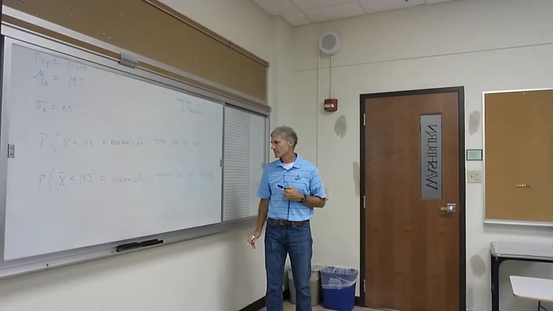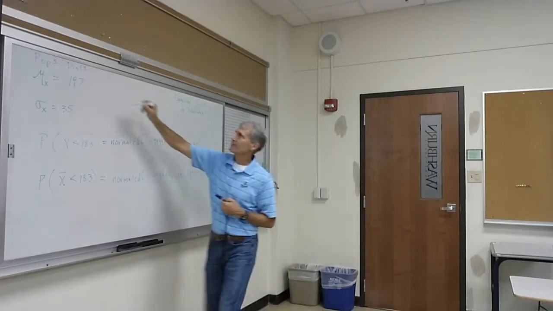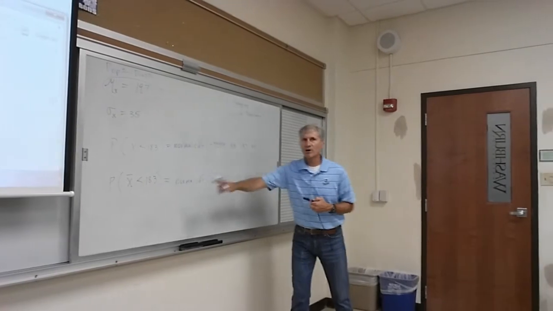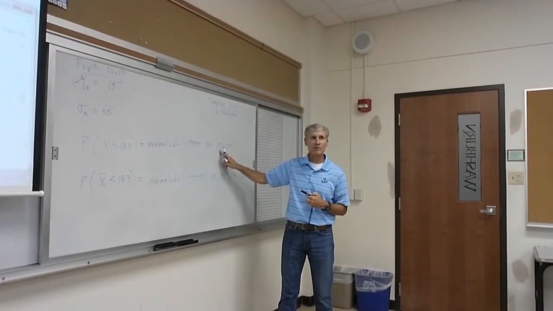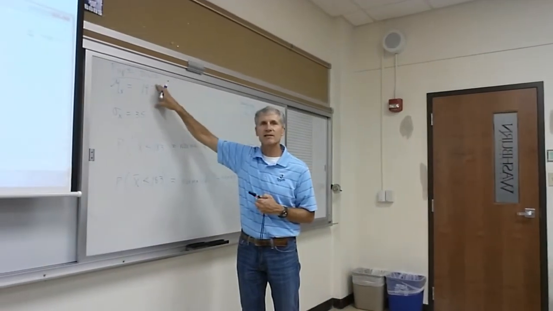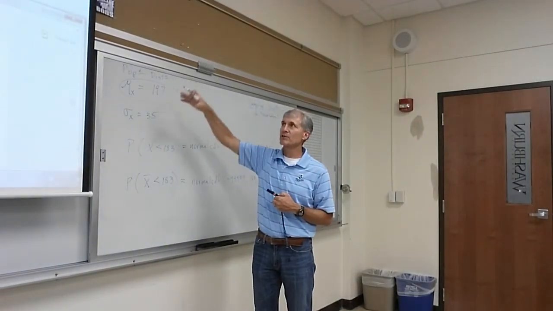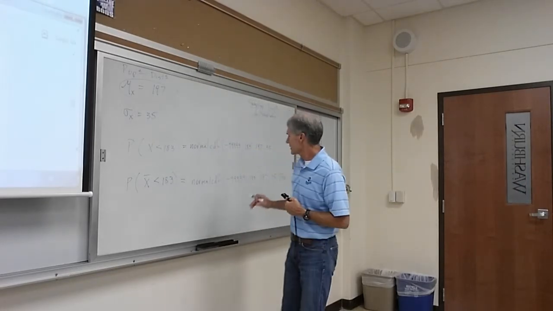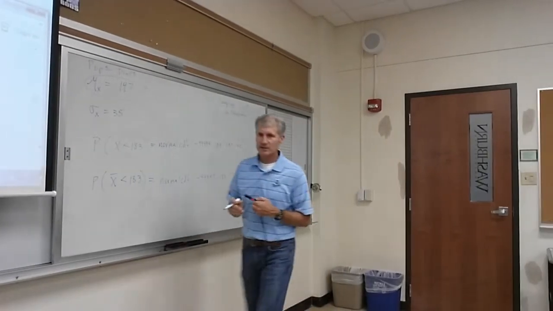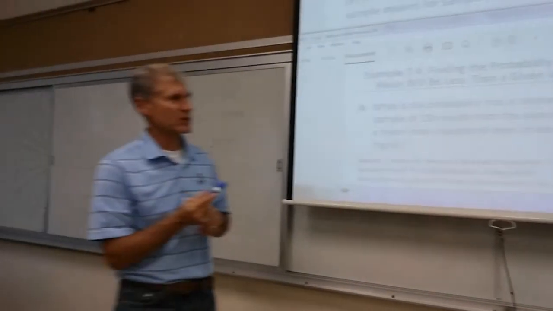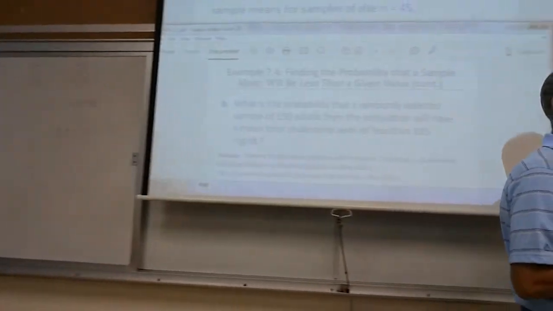Yeah? Where'd you get 197? Right here. The mean of x bar will be the same as the mean for the population. That's the central limit theorem. So I know I'm going to use the same exact mean that I had for individuals. Okay? And then the standard error is what changes. So everything is identical. Now, I didn't have you draw the picture, but what do you get as an answer here?